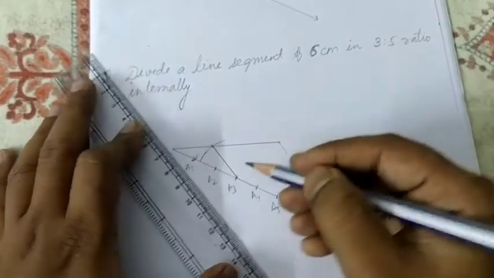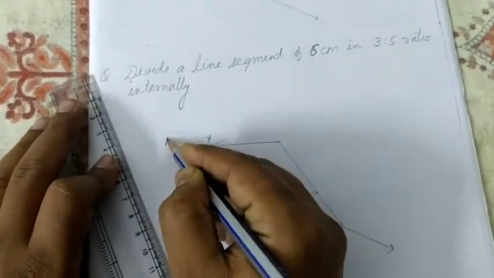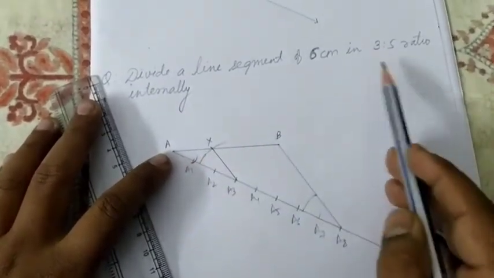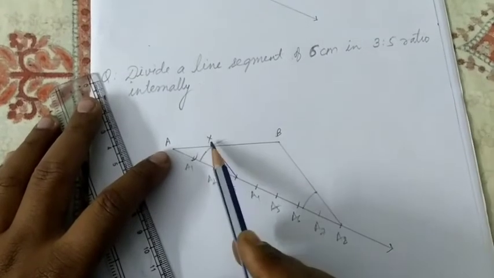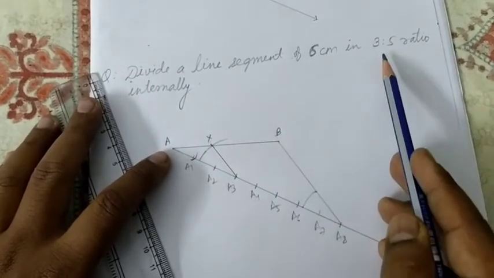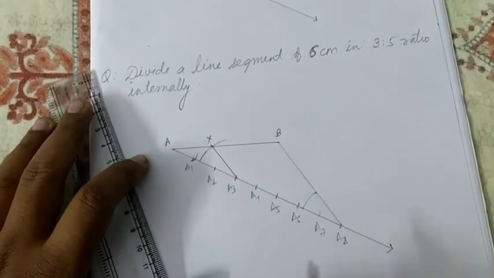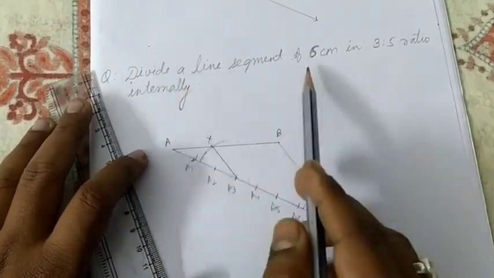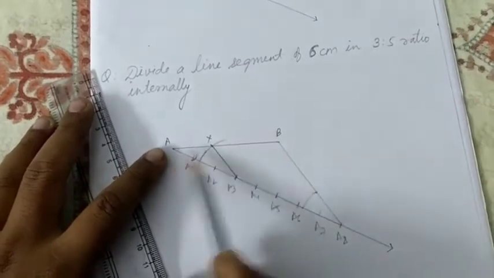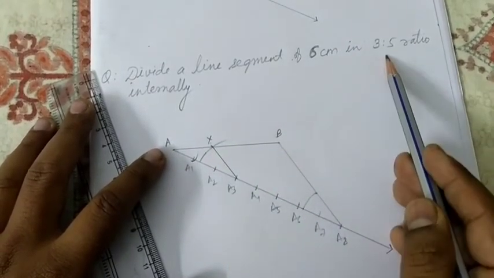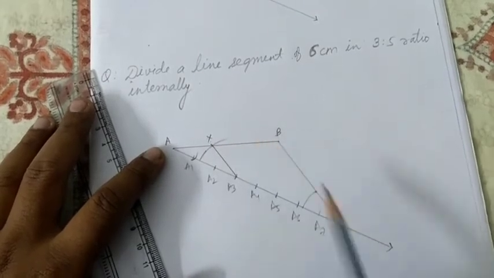So this will be my X. I can write here A, I can write here B. So AX is the smaller part because it is asked 3 part, and XB becomes the bigger part because it is 5 part. So this is how we have made the line segment of 6 centimeter, which is being divided by the point X internally in the ratio 3:5.